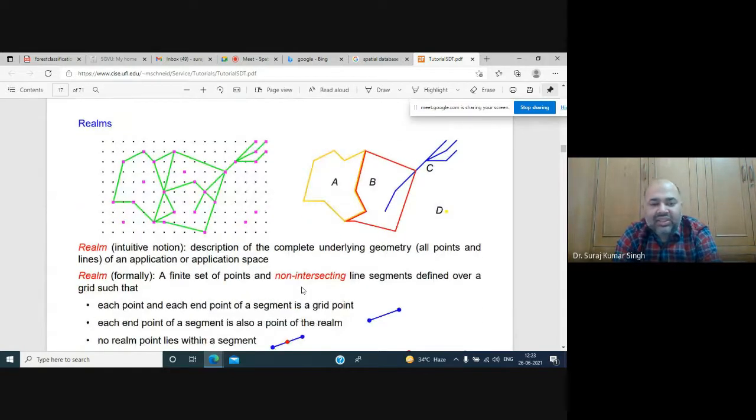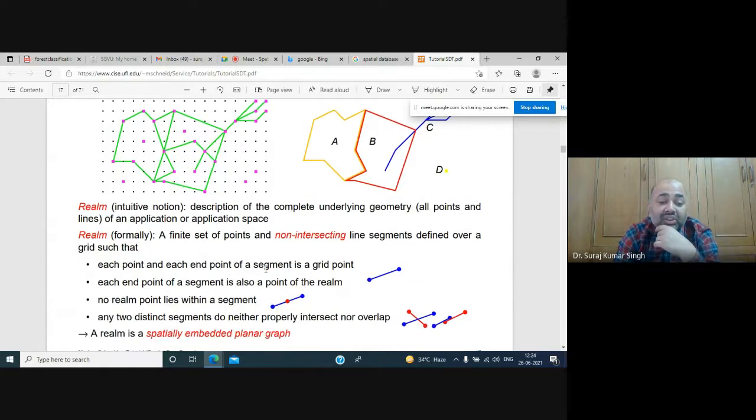The next one is Realms. So what is a Realm? You can see how you are putting the data sets into point, line, polygon. You have created polygons A and B, and then you are creating different attributes and line features. So what does it say? It says a description of the complete underlying geometry, meaning all points and all lines of an application or application space.